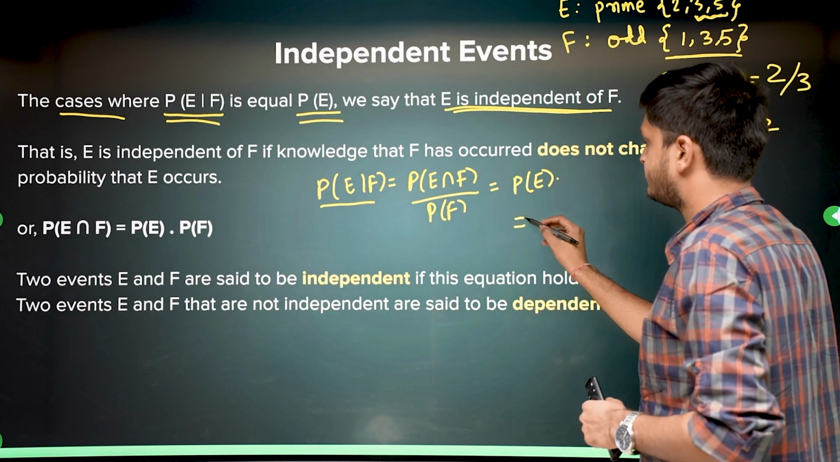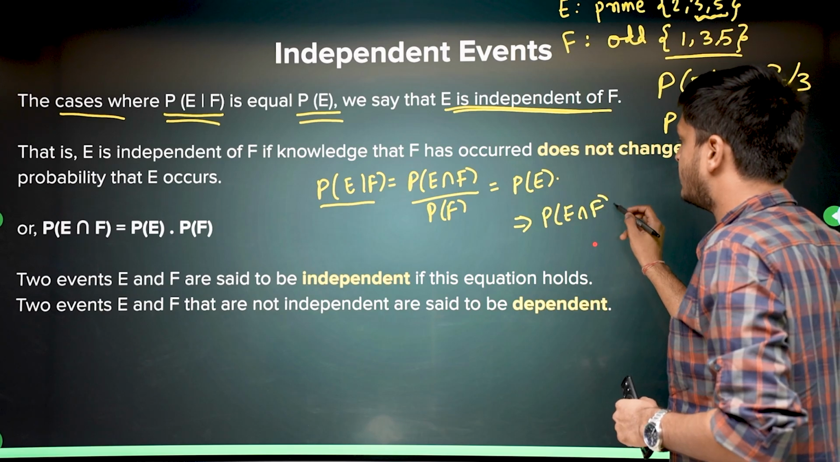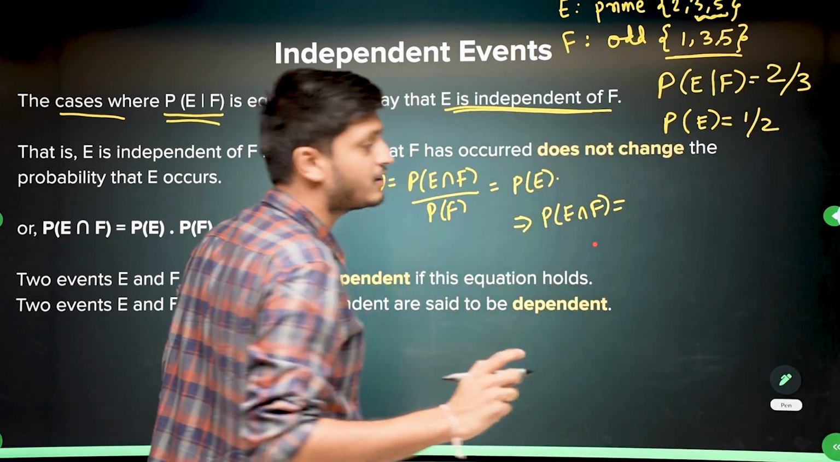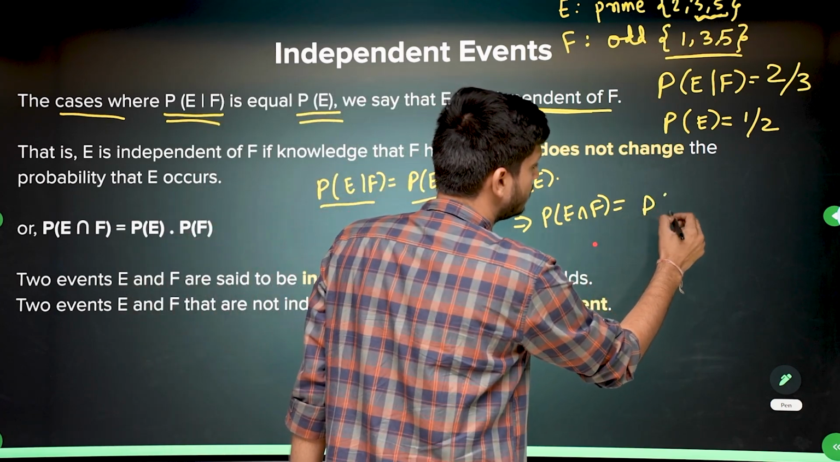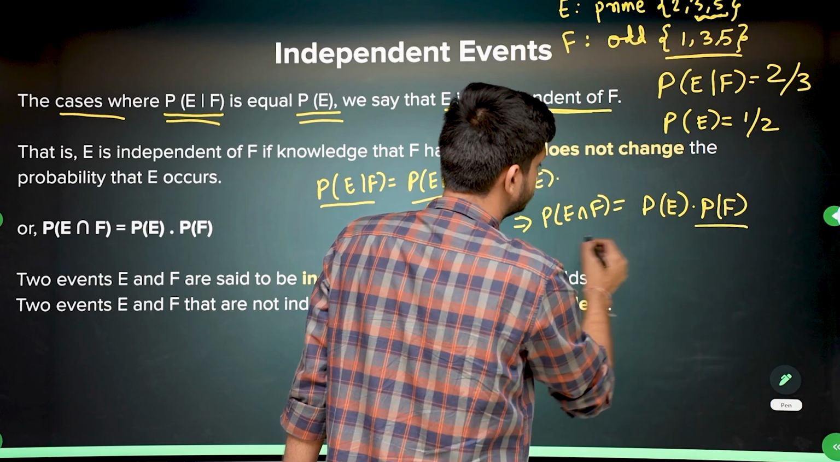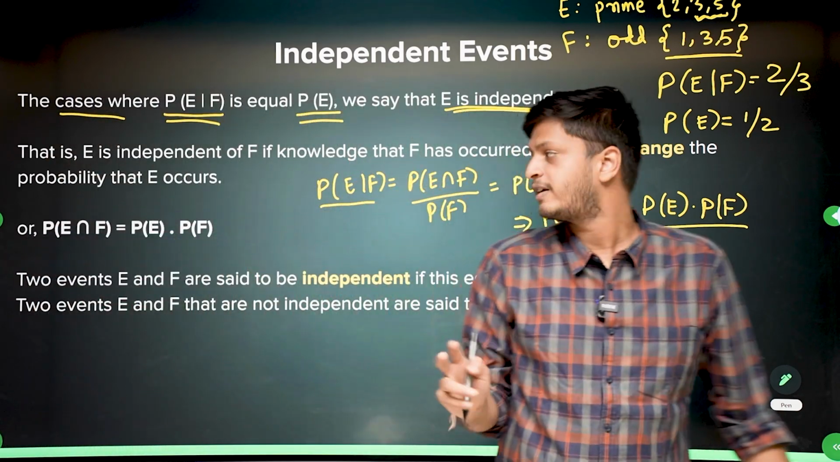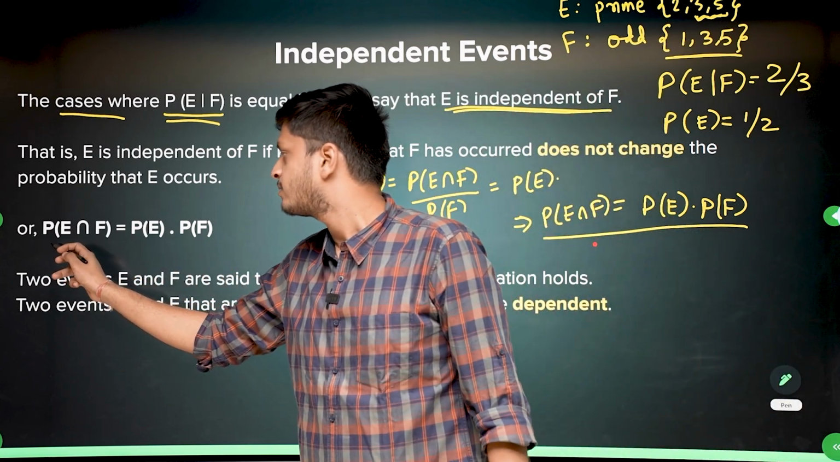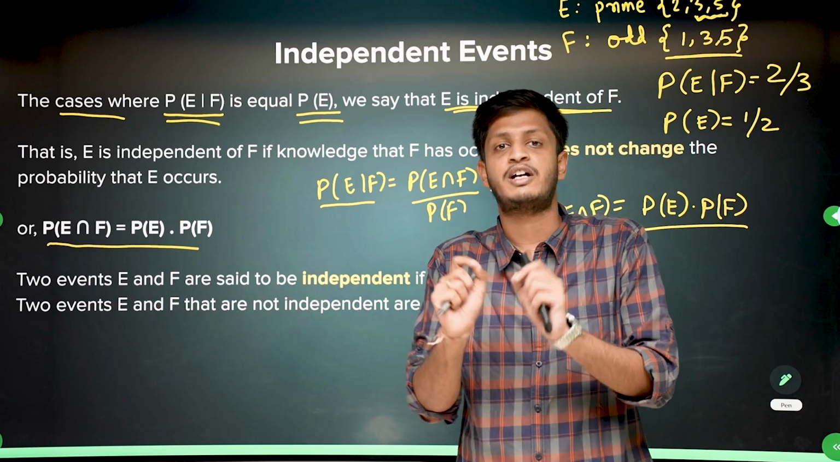Which means that two events are independent if the probability of their intersection is nothing but the product of their individual probabilities. Okay, I just rearrange this. So two events are independent if the probability of their intersection is the product of their individual probabilities.